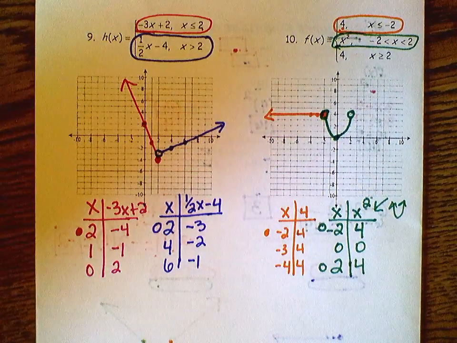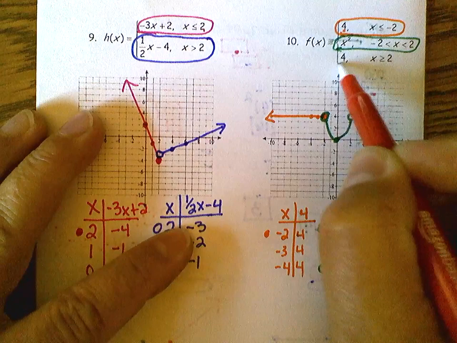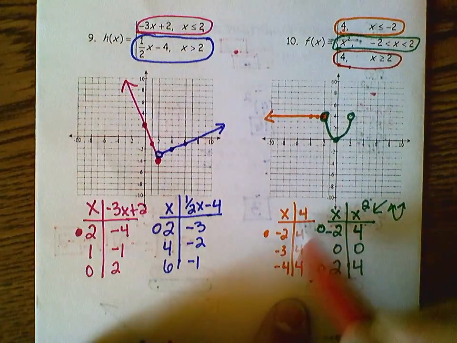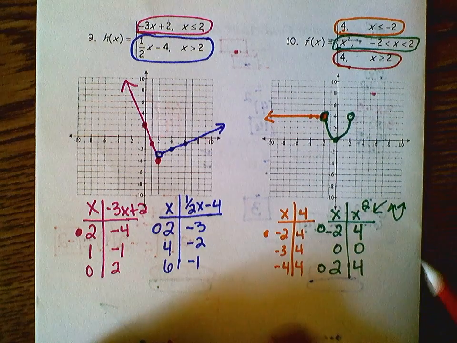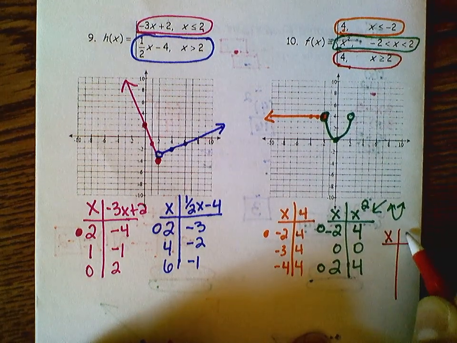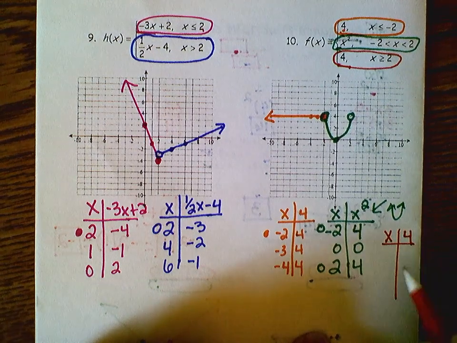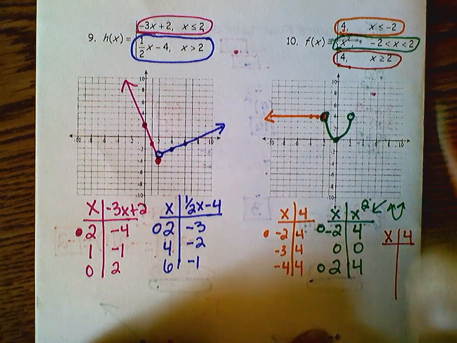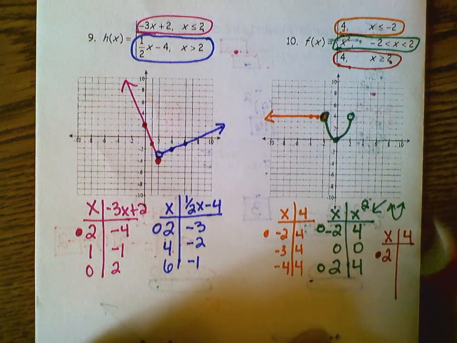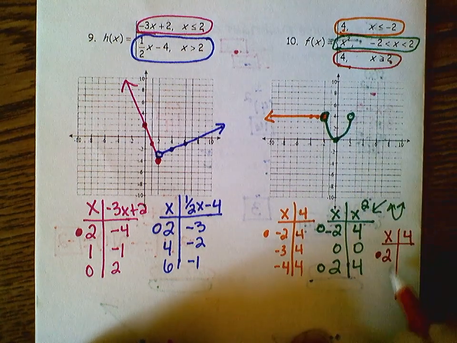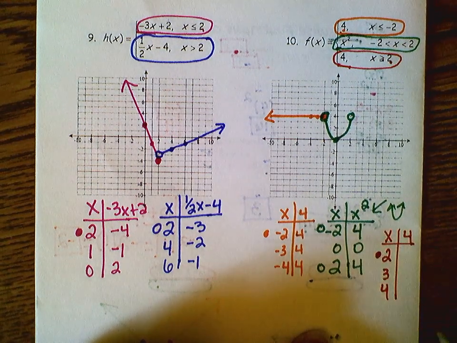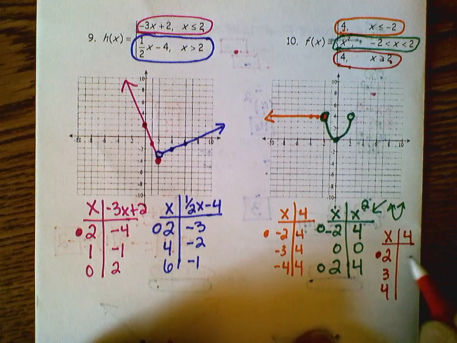Now we have to do our last piece of our function, which is going to be very similar to the first piece because it is also a constant function with a value of 4. This is a positive 2 for our endpoint. It's closed because it's greater than or equal to, and the greater than numbers I'm choosing are 3 and 4.